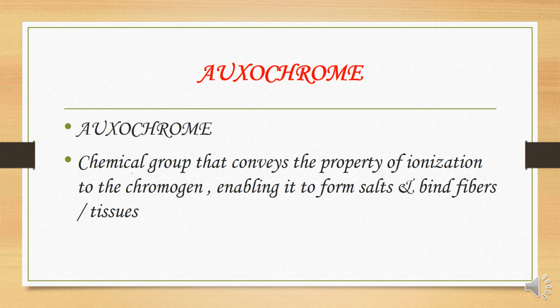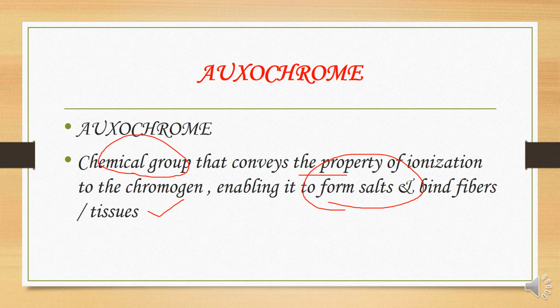Oxochrome again is a chemical group. What is this chemical group doing? This chemical group is conveying the property of ionization. We also call it electrolytic dissociation. What are electrolytic dissociation and ionization going to be doing? It is going to enable the formation of salts and thereby binding to the fibers and tissues. It is very essential that these oxochromes have to be present.